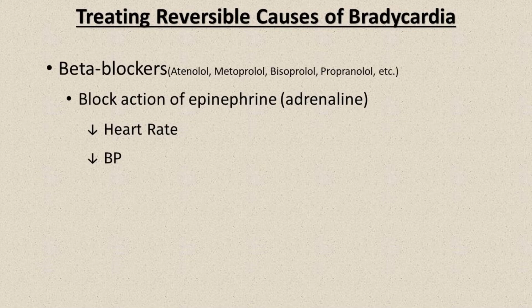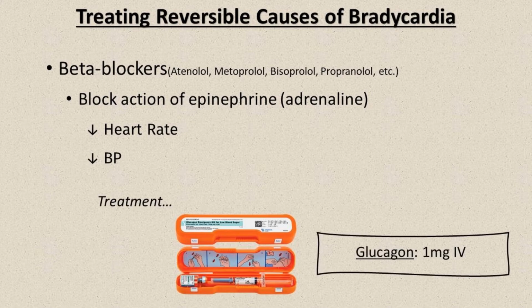So first we'll talk about beta blockers. These are medications such as atenolol, metoprolol, bisoprolol, propranolol. Beta blockers work by blocking the actions of epinephrine or adrenaline on the heart. This in turn makes your heart beat more slowly and with less force. If we have a patient that we suspect is experiencing beta blockade, either they took too much or switched medications or what have you, we want to treat them with glucagon. We will give them 1 mg glucagon IV.